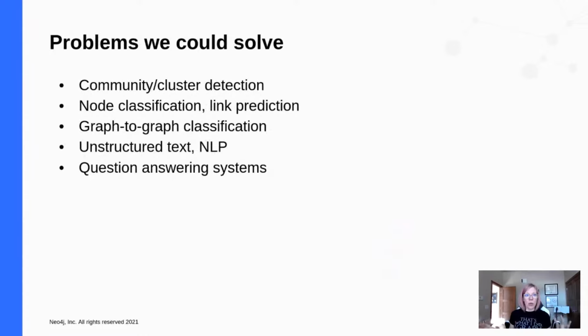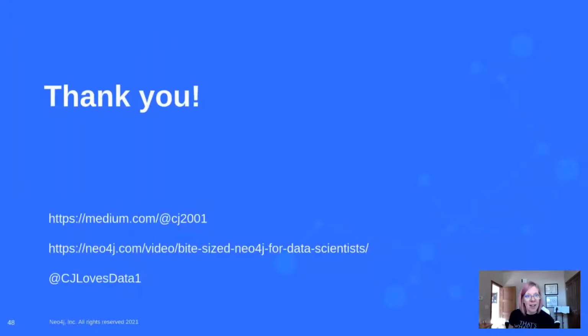Okay. Phew, problems that we could solve. We talked about some of these, but community and cluster detection, very easily done within GDS. Node classification and link prediction. We kind of did node classification today. Link prediction is a whole new thing. What's the probability that this node should be connected to that node? Beyond the scope of a 2-hour workshop, absolutely doable. Graph to graph classification, super sophisticated. Is this little graph over here like this little graph over here? Unstructured text and NLP question answering systems. We talked a lot about that.